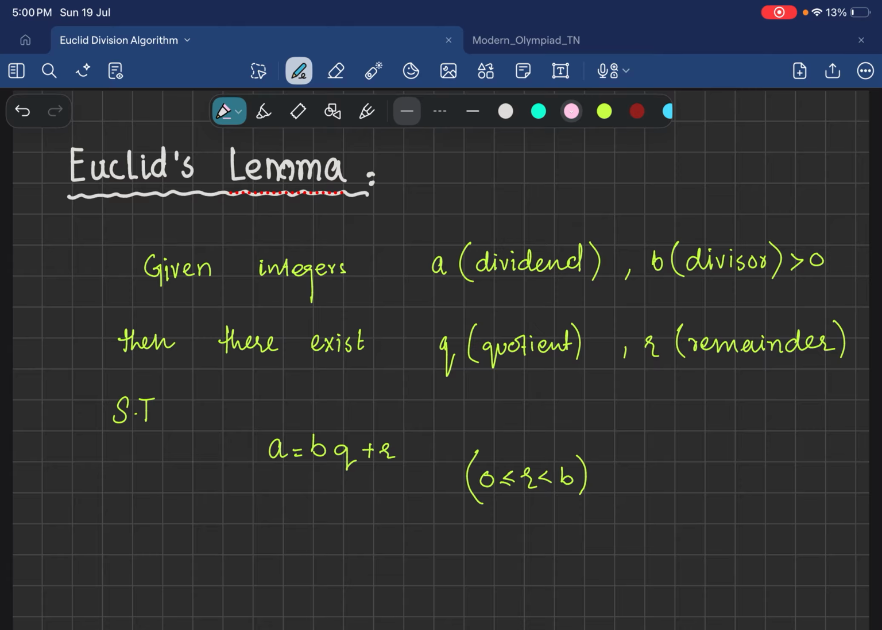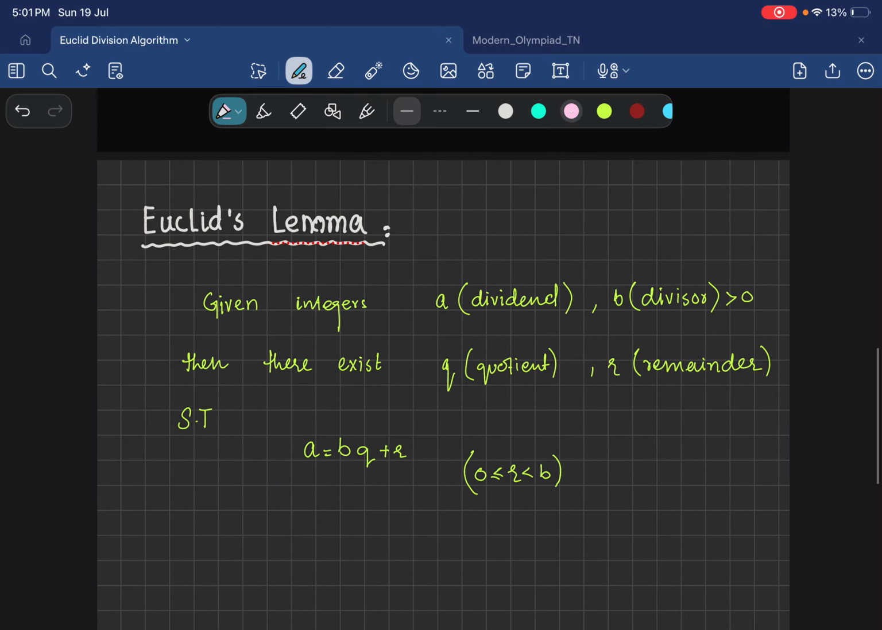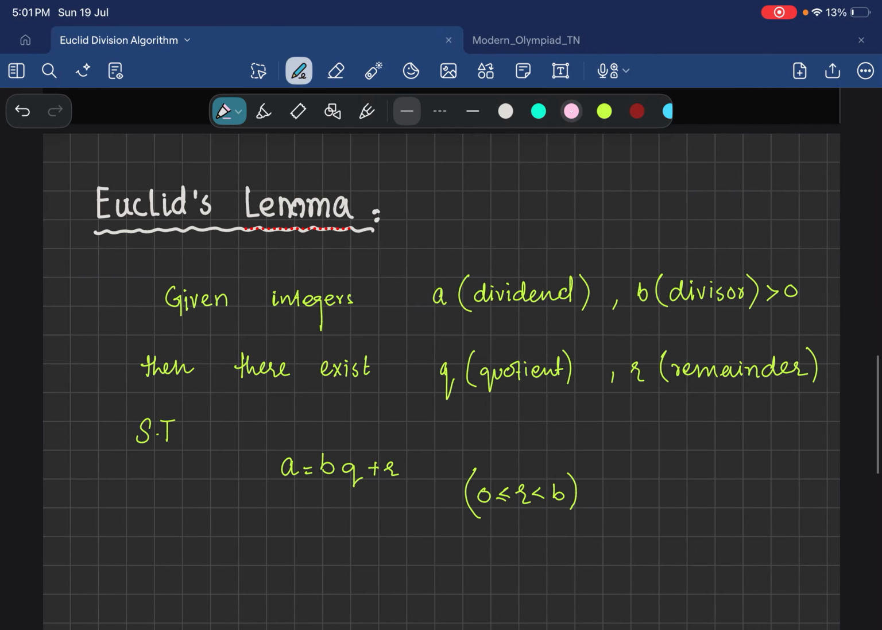Today, our topic is Euclid's lemma, Euclid's division algorithm, and we will ask an important question: what happens when the remainder is not zero? In the previous videos, we looked at when the remainder is zero. So today, we will look at what happens when the remainder is not zero. Euclid's lemma is also sometimes known as the division algorithm.